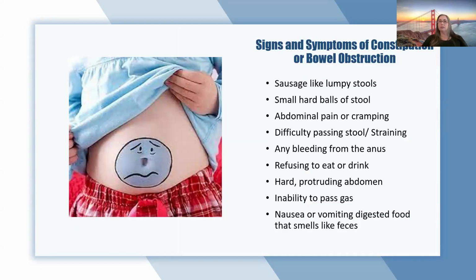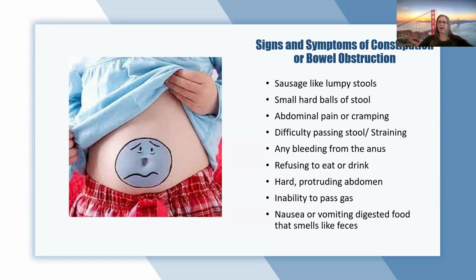So the signs and symptoms of constipation or of a bowel obstruction include the differences in the stools, like we talked about. It also can cause abdominal pain or cramping. They could be straining, having difficulty passing stool. If they strain a lot, it can lead to bleeding from the anal area. Another indicator that something may be wrong with their gastrointestinal system is that they are suddenly not interested in eating or drinking anything. Their abdomen may get hard and distended.